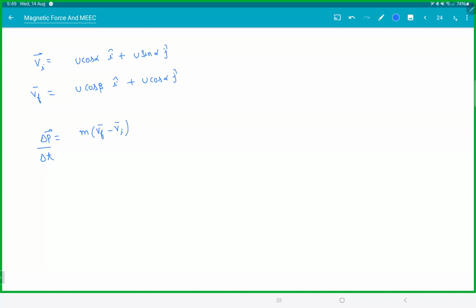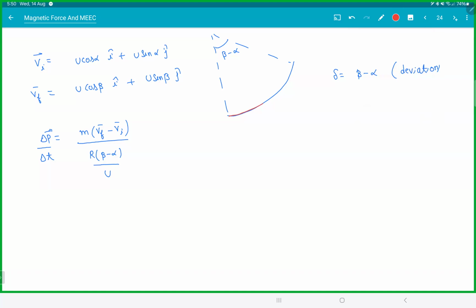And how do you get time? Time will be R into beta minus alpha by u, the arc length. If you see, this angle would be beta minus alpha. That is also called the deviation. So the particle deviated by this angle. This arc length is R into delta, and the time taken, since speed is constant, is R delta by u.